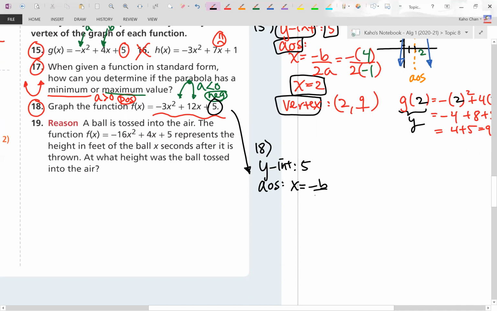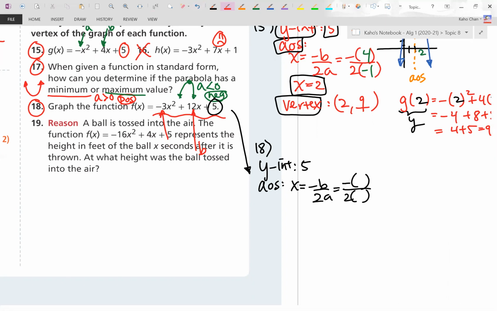Form is -b over 2a. B is 12. Yeah. A is -3. So let's put those numbers in, right? Let's do that. B is 12 and A is -3. Let's see what we get when we clean this up. -12 over -6 equals, oh, +2 again. That's kind of weird. All right, so I'm just using this information so I can graph it in a moment.